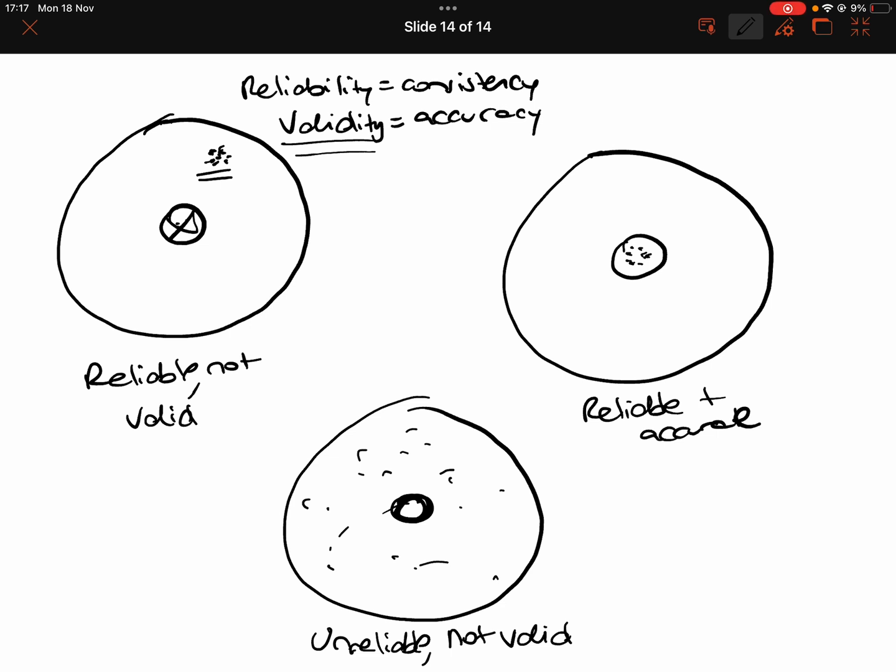So this will obviously all fit together a bit more as we look at validity in a little bit more detail in future weeks. But hopefully for now, that's given you a little bit of a taste for how we assess reliability, and also how we might improve reliability.